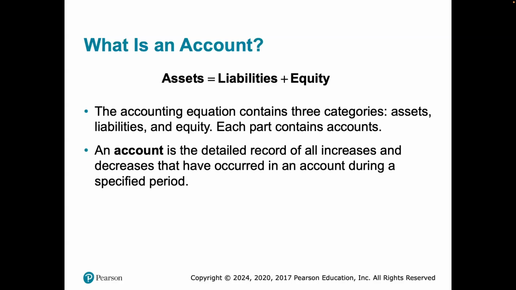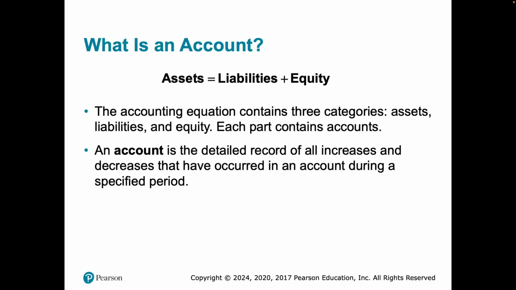Equity are things that we own, right? So if we've put money into the account, into the business, if we've taken in shareholder money, all these things that are taken in, the shareholders, they own that money, right? They own whatever the business owns, that is equity, right? So we either own our assets or we owe them. The accounting equation contains three categories: assets, liability, and equity. Each part contains accounts, right? And what is an account?